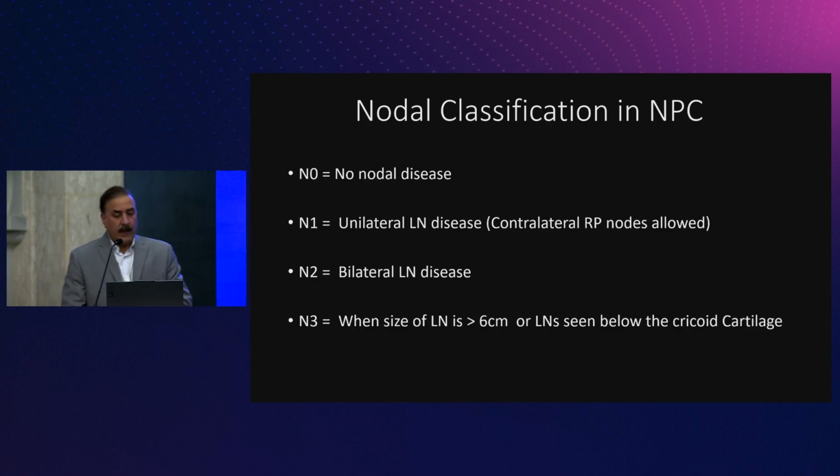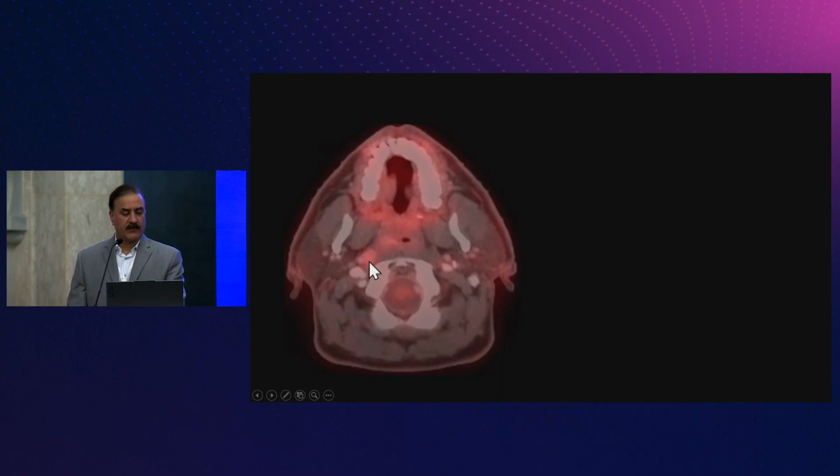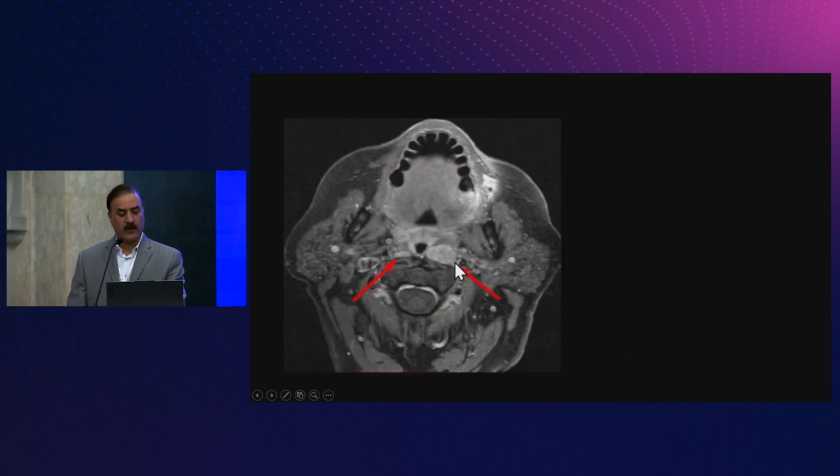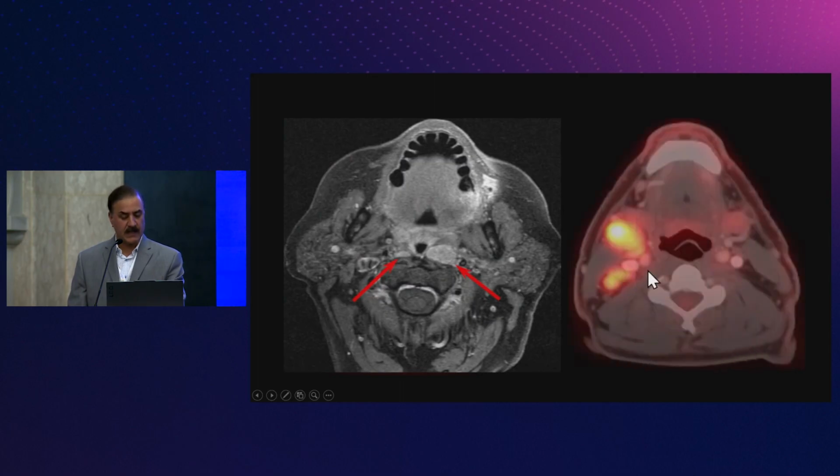Okay, thank you. Coming to this nodal classification, N1 is unilateral disease, excluding the RP lymph nodes. You can have contralateral RP lymph node and still be an N1 disease. When you have bilateral lymph nodes, you become N2 disease. N3 is when you have lymph node below the level of the cricoid cartilage. And so this is RP lymph node on one side, this is RP lymph node on another side, and contralateral side, you're still N1 disease.